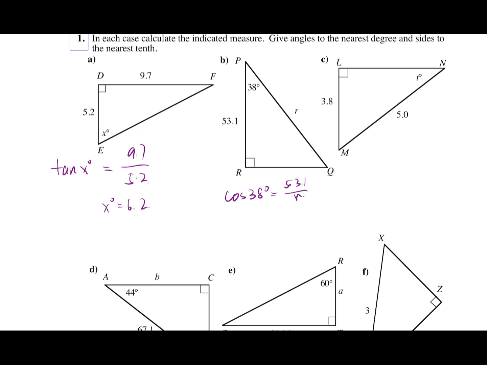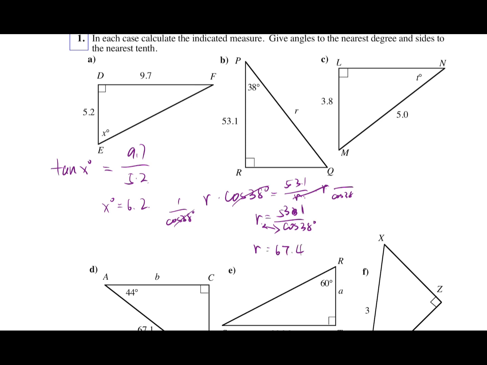For this r, we need to multiply by r on both sides, and then we can cancel this r, and then divide by cosine 38 on both sides, and then we can cancel this 38. And r equals 53.1 divided by cosine 38. You can find it's just r and cosine 38 switching their positions, and r equals 67.4.